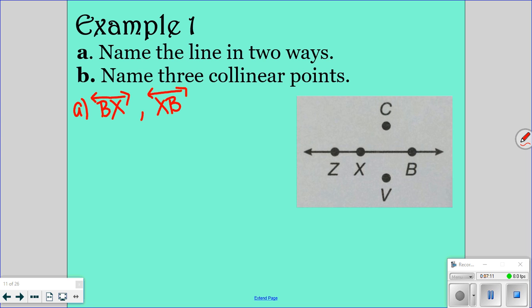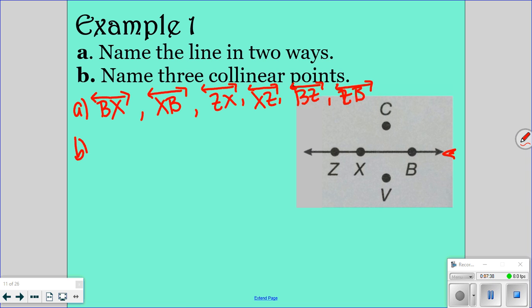You could name it ZX or XZ. You could also name it BZ or ZD. There are 6 different ways that you could name this line right here. So any of those would be acceptable.